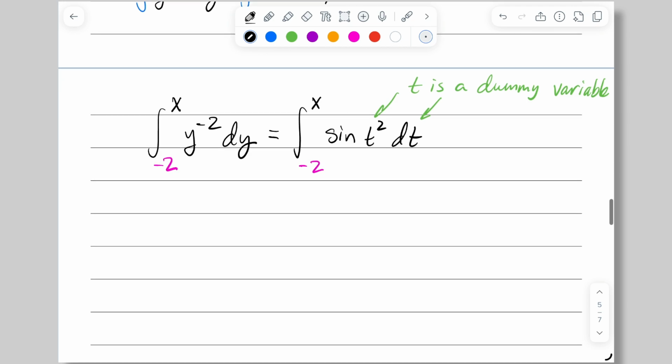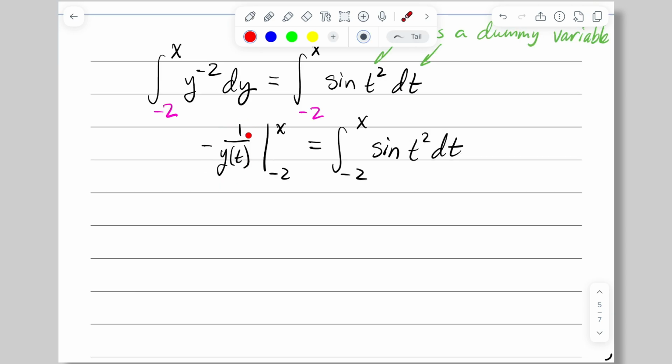Now on the left-hand side, we have negative 1 over y evaluated from negative 2 to x. Now here's where things get a little bit weird. We integrated on the right-hand side with respect to t. On the left-hand side, we integrated with respect to y, but y is a function of x, and x is temporarily being replaced by t. And so to help understand what's going on, I'm going to write this down as y of t in the denominator on the left-hand side. Right-hand side remains unchanged because we can't do anything with that integral.